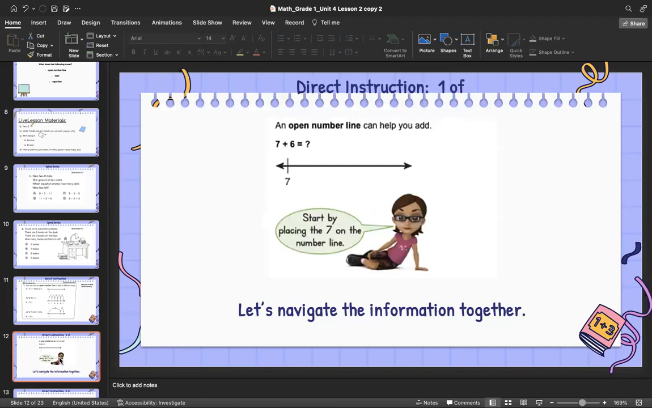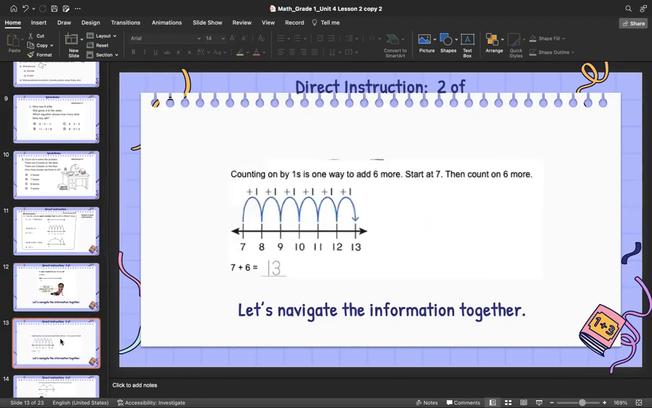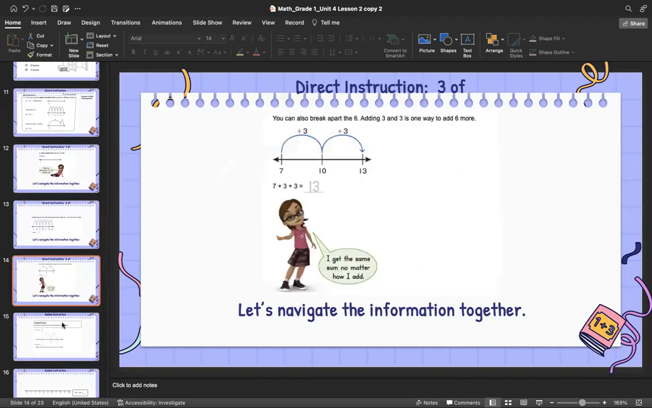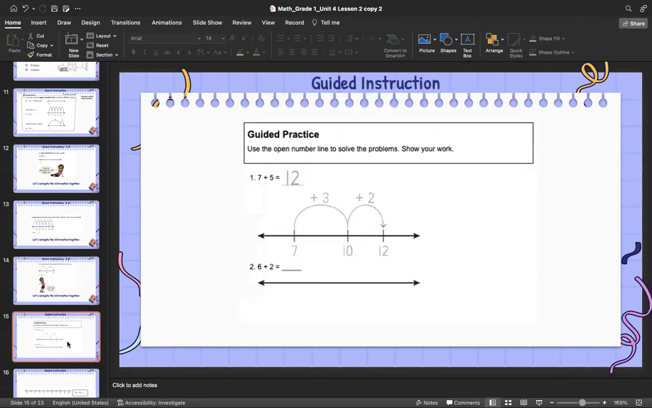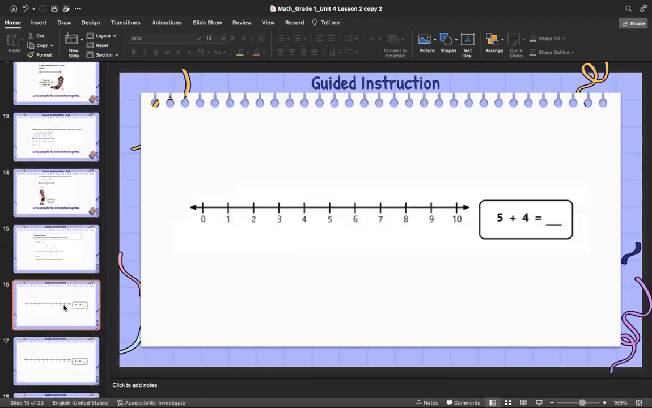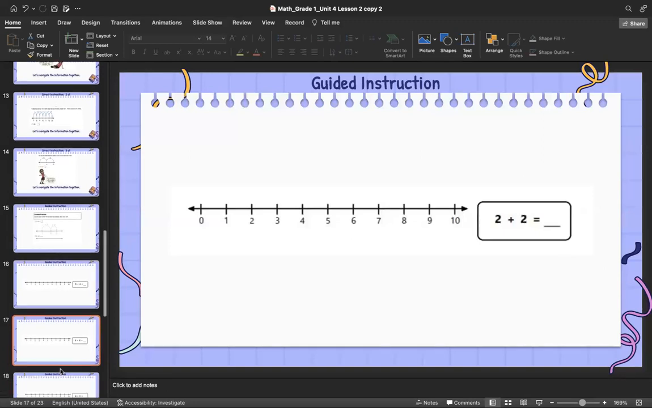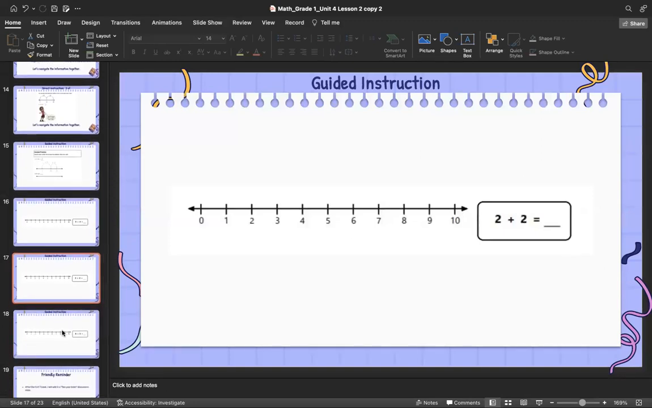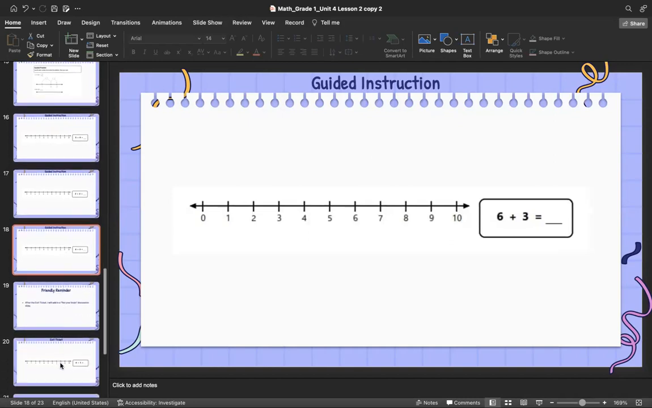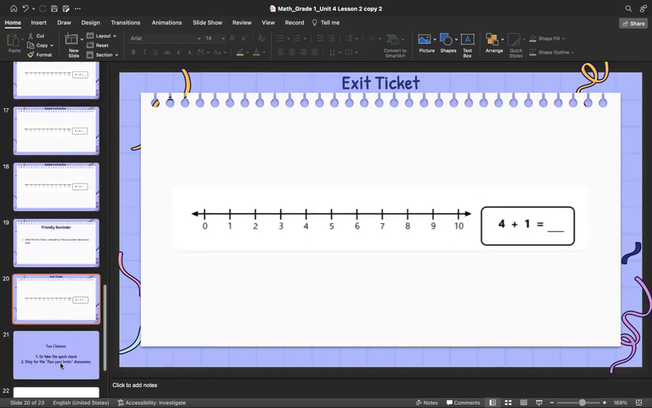Here is the direct information. Pause and work with your learning coach. Pause and work with your learning coach. Pause and work with your learning coach. Pause and work with your learning coach.